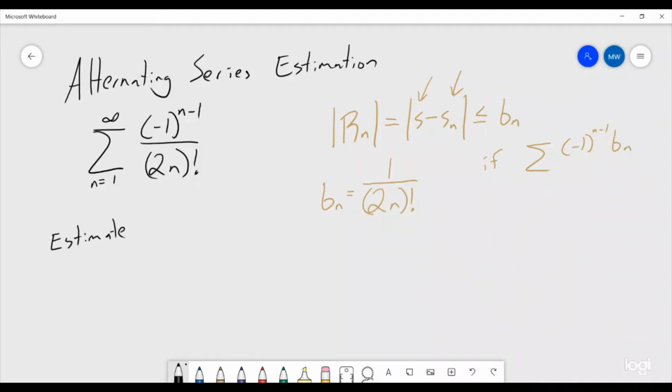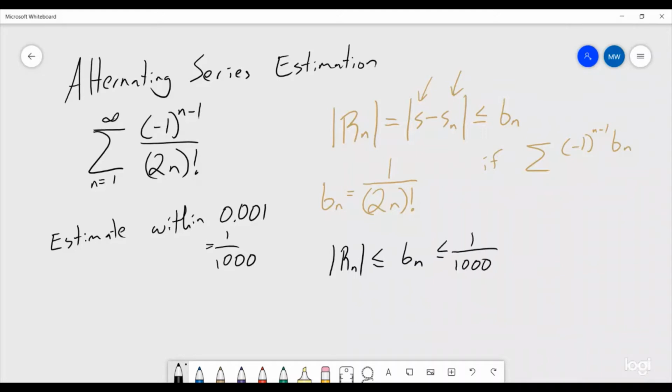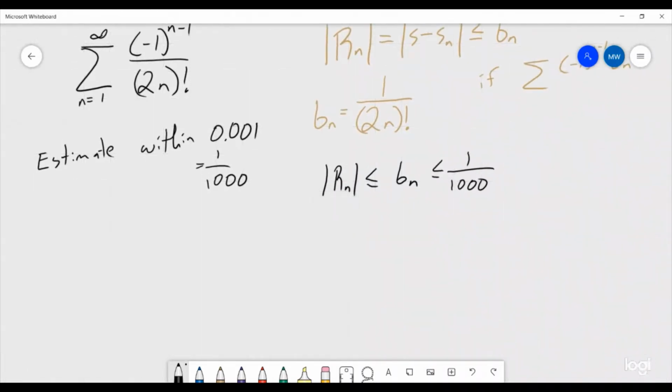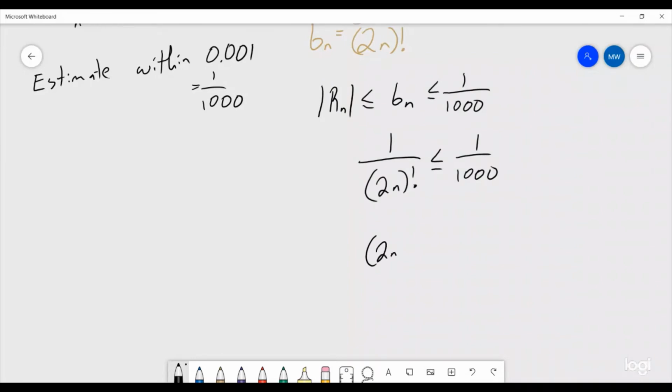So if we want to estimate, I don't know, within 0.001, so that's 1 in 1,000, that tells us that we want our remainder to be less than or equal to 1 in 1,000. So we are just going to force b sub n to be in between. So we get 1 over 2n factorial is less than or equal to 1 over 1,000, which means that we need 2n factorial to be greater than or equal to 1,000.